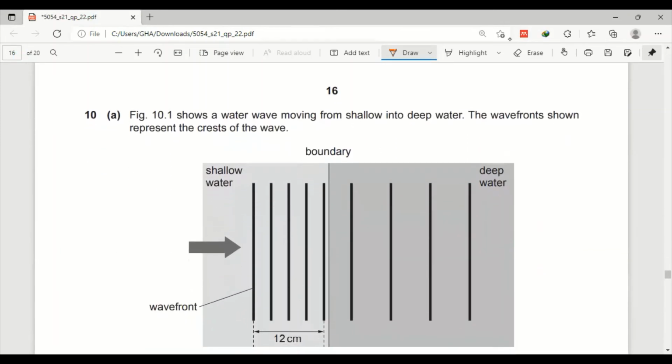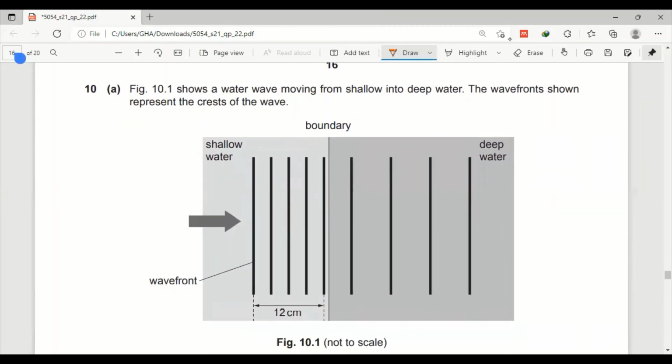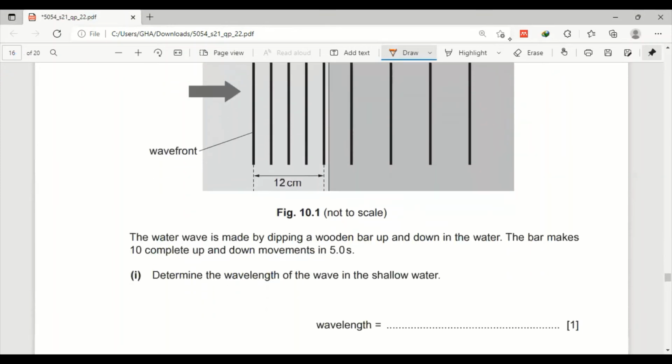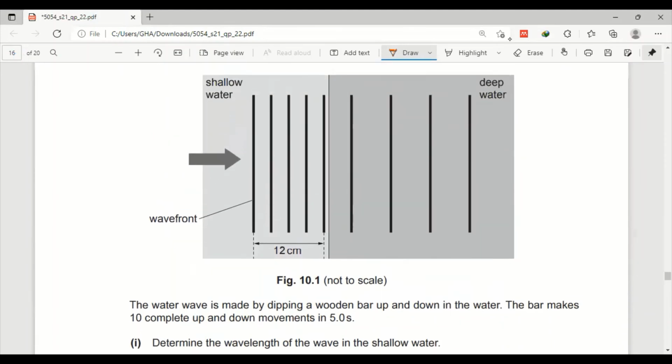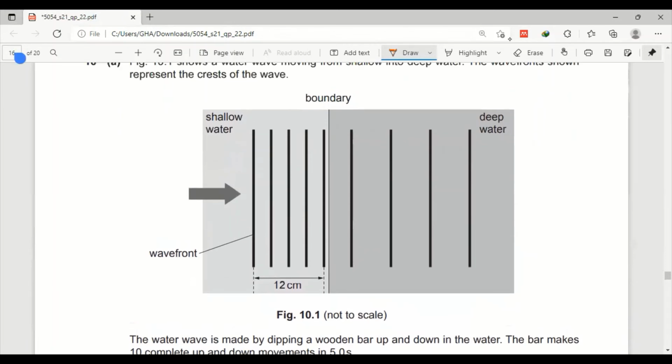Now, question number 10. The figure shows a water wave moving from shallow into deep water. The wave fronts shown represent the crests of the wave. The water wave is made by dipping a wooden bar up and down in the water. The bar makes 10 complete up and down movements in 5 seconds. Determine the wavelength in shallow water. So this is shallow water.